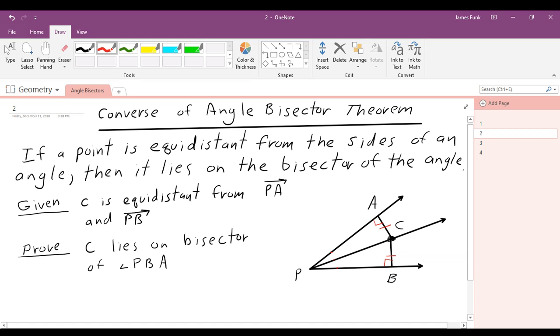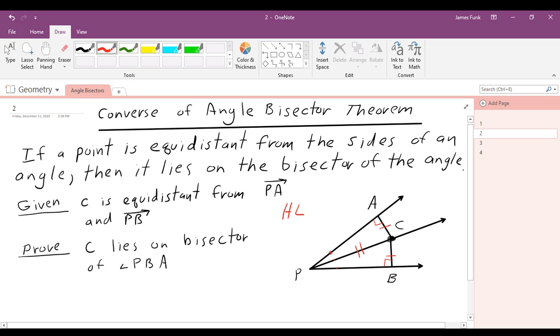So again, we're going to prove those two triangles congruent, and then you'll see what happens from there. So we know PC is congruent to itself by the reflexive property. Now we know that those two triangles are actually congruent by HL, right? Because they're both right triangles, and they both have a leg congruent, and they both have a hypotenuse congruent. So that's HL. Now, because those two triangles are congruent, we know all their corresponding parts are congruent.